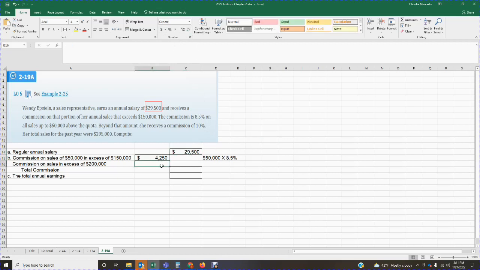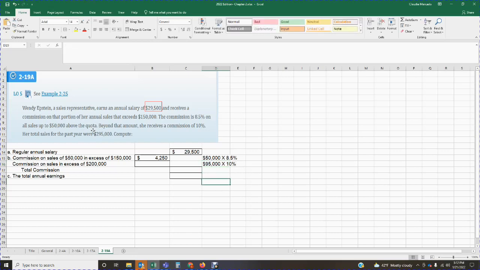Okay. Now, anything above $200,000, because remember, her quota is at $150,000. If she goes between $150,000 to $200,000, which is the $50,000 above the quota, so $150,000 plus the $50,000, that is paid at 8.5%. Anything beyond that amount, she's going to get paid 10%. So anything above $200,000, she's going to get paid 10%. So how much is she above the $200,000 mark? She's above the $200,000 mark by $95,000. So $95,000, and the rate for the commission is 10%.